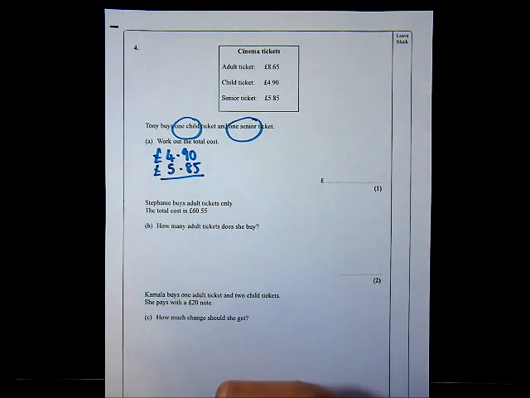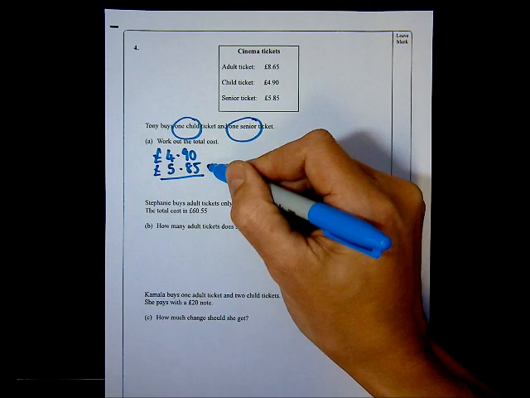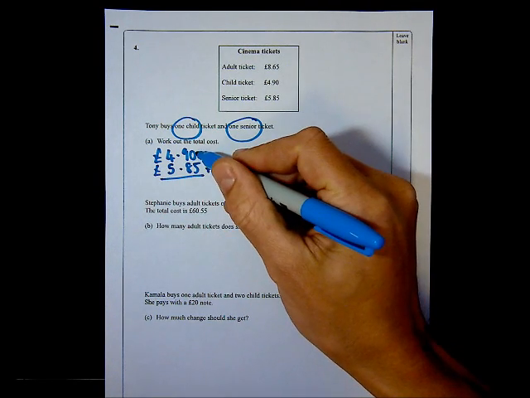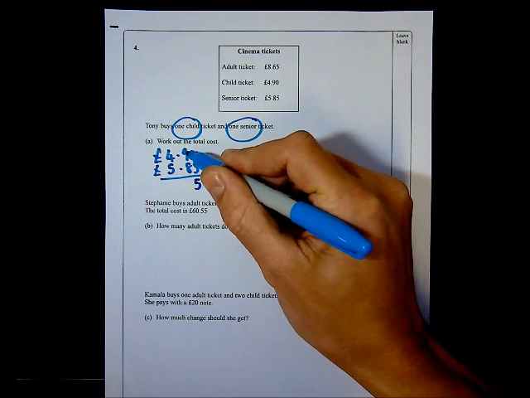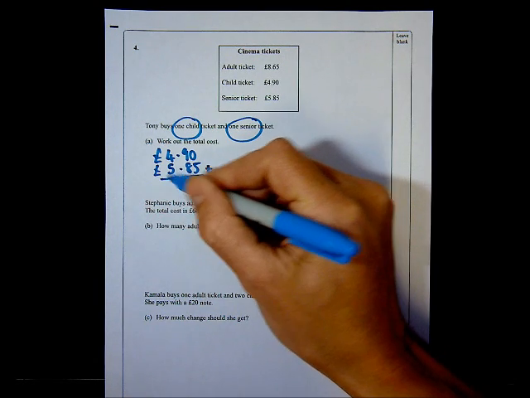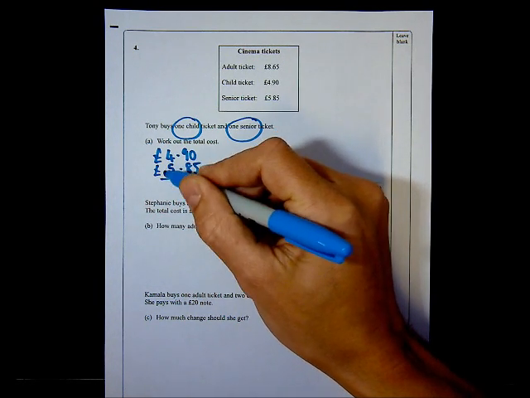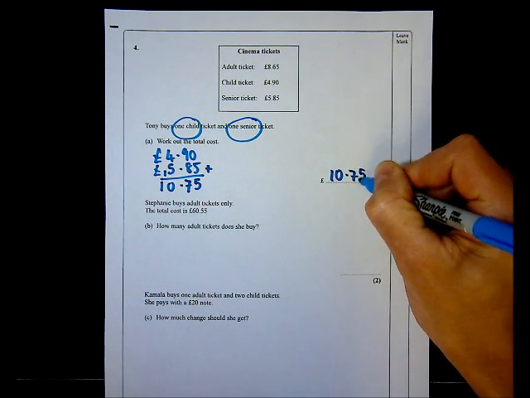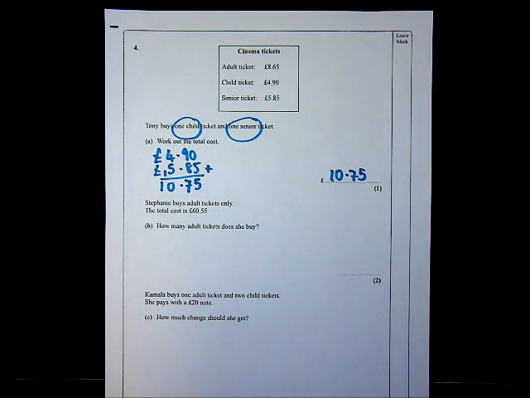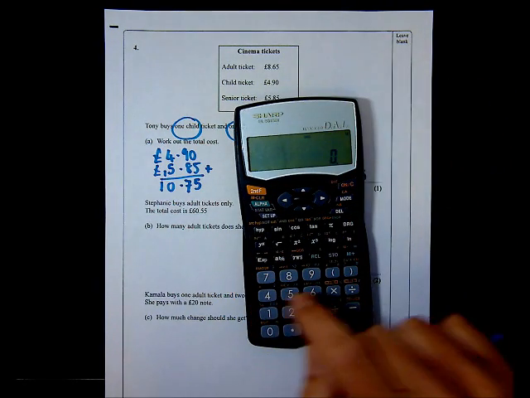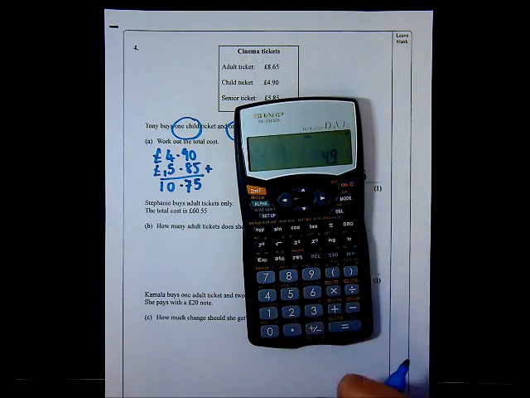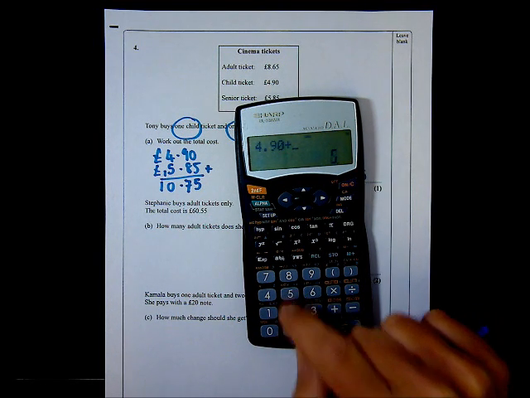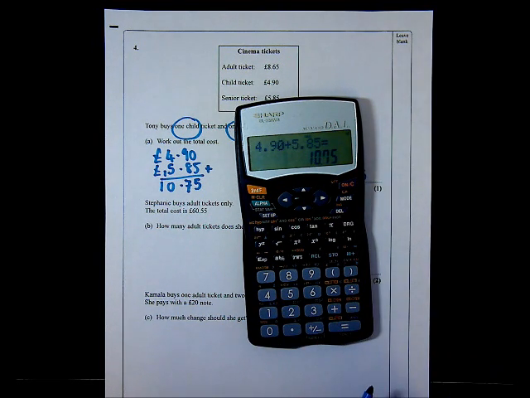Now obviously I can do this on a calculator. In this case I'm just going to do that without. So 0 add 5 is 5, 9 add 8 is 17, 4 add 5 is 9, plus 1 is 10, and that gets me an answer of £10.75. On a calculator, that will be a case of just typing in 4.90 and 5.85, and that will get me my answer of £10.75. Worth checking.